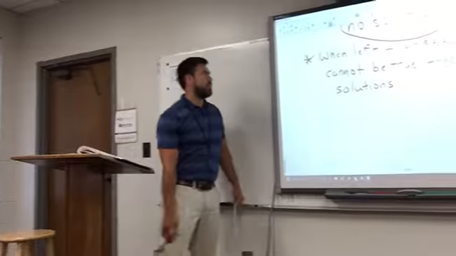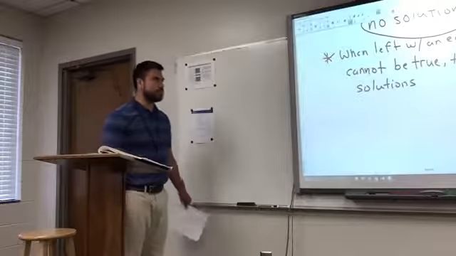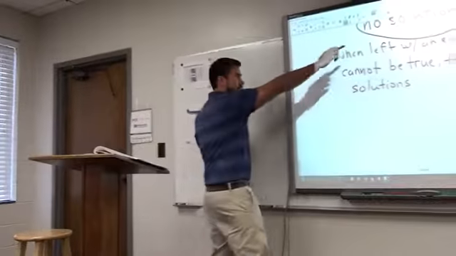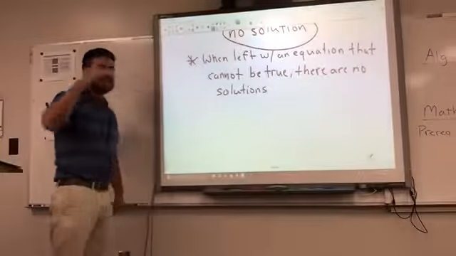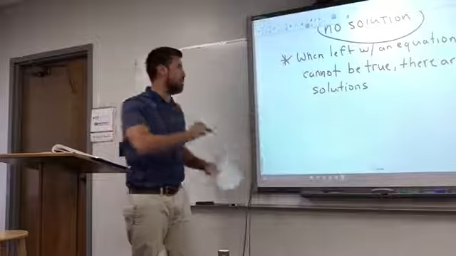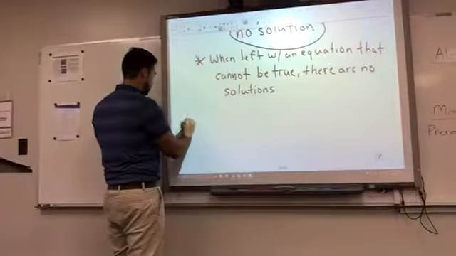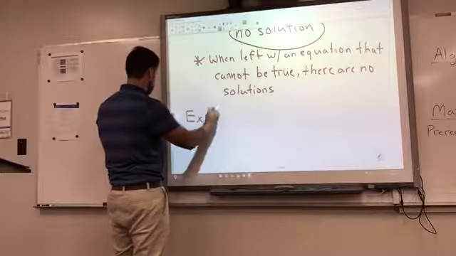So when left with an equation that cannot be true, there are no solutions, and that's how I get that answer. That is an actual answer. No solution. Okay. Example number 4, last one here, and I'll let you go.